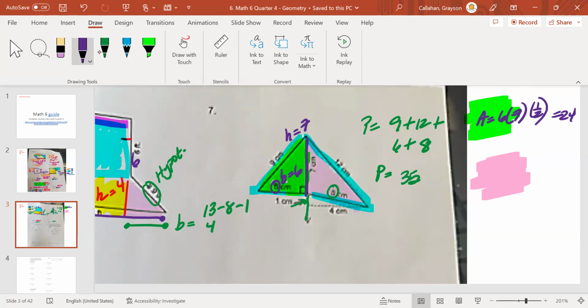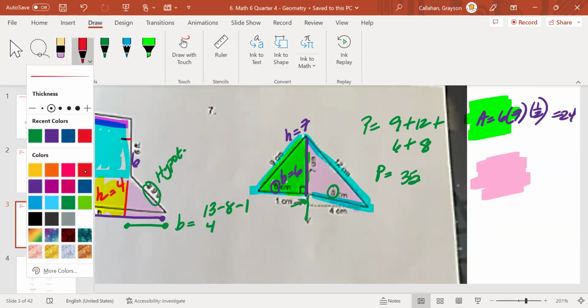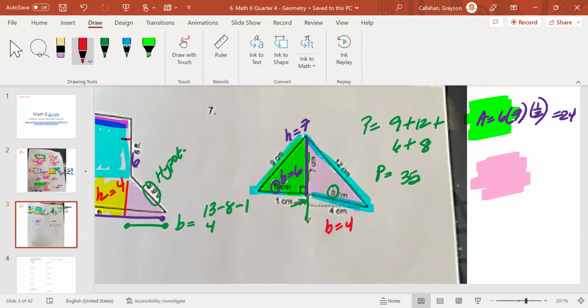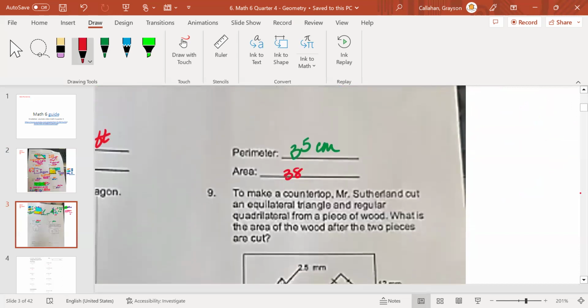What's your base for the pink? 8 centimeters. No. 4 centimeters. What's your height? 7 centimeters. Okay. 4 times 7 times 1/2. What's 1/2 of 24? Or 28? 14. When you add it, you really need to go ahead and do a better job with doing this on your own.